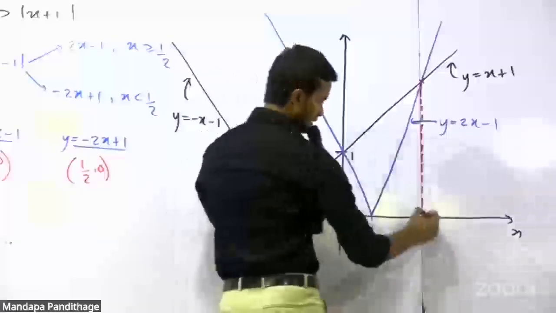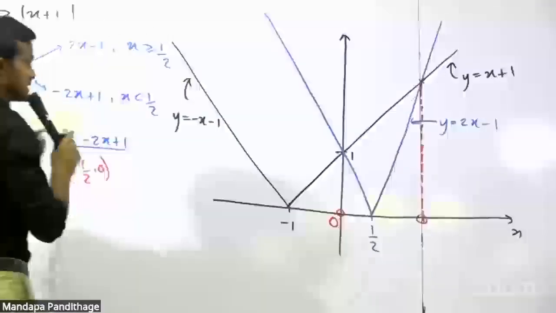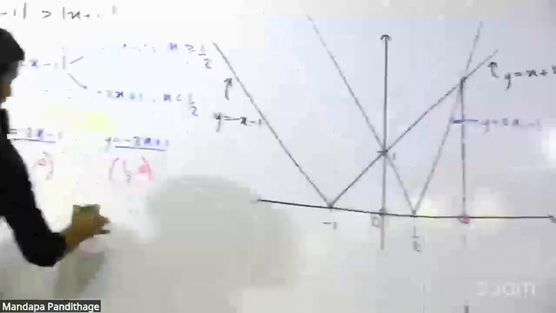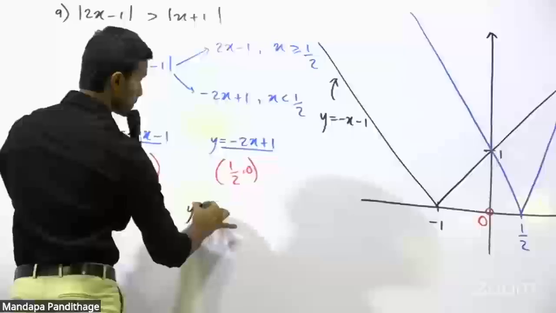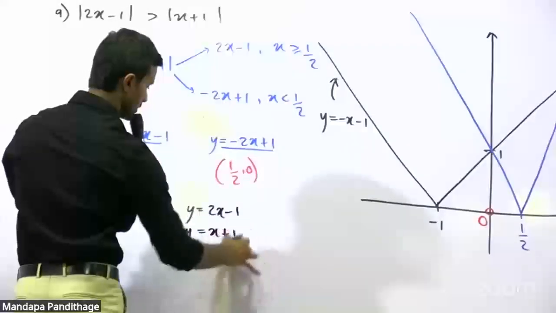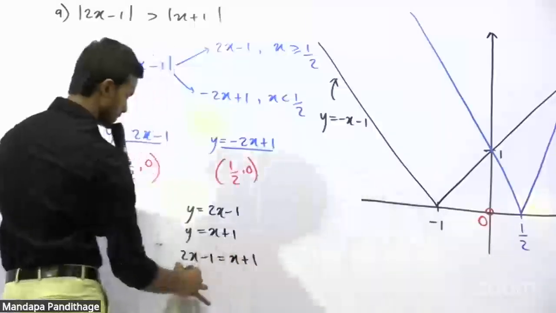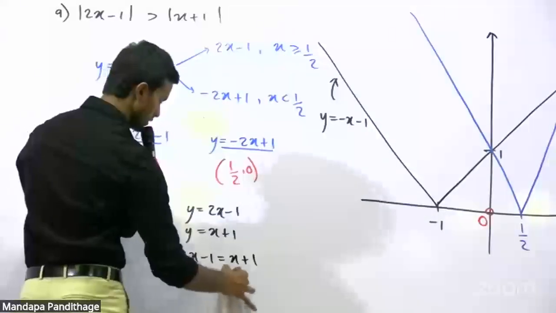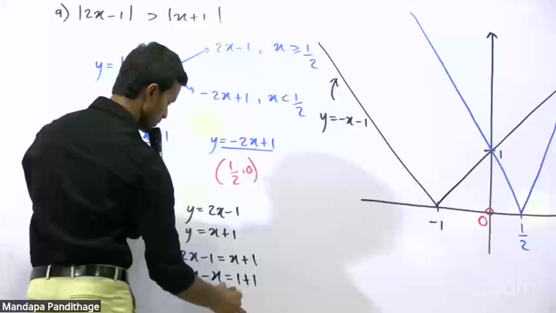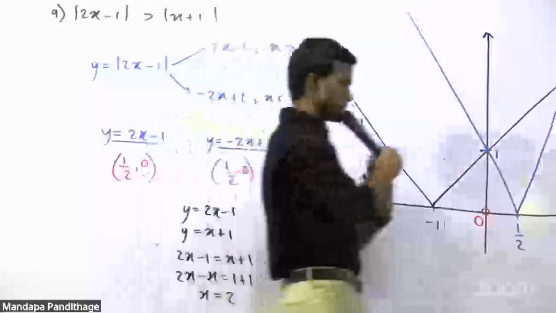Clear. So this one you can find at 0. Find this point of intersection. What are the two straight lines that have intersected? y equals 2x minus 1 and y equals x plus 1. So you get 2x minus 1 is equal to x plus 1. So here you get that x is equal to 2. So the other intersection point is 2.